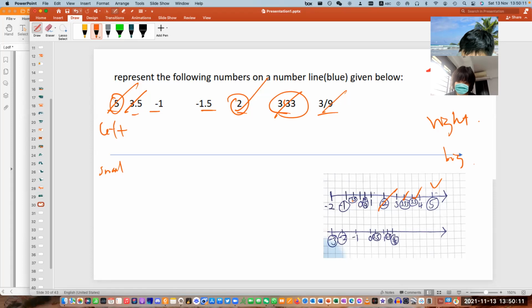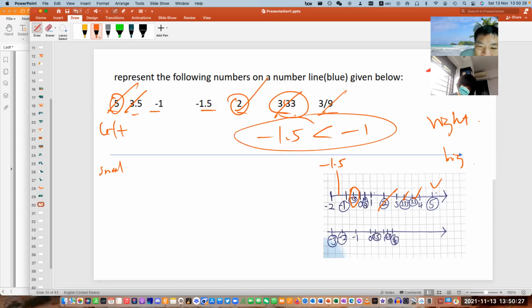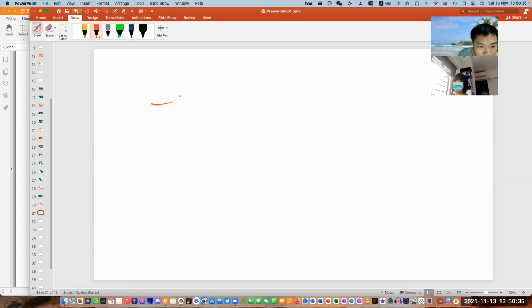Huh? How can -1.5 be here? -1.5 should be here. A lot of students make this mistake. -1.5 is actually smaller than -1. Do you know why? Because it is 1.5 below zero. Okay, what's the meaning of negative numbers? That means numbers below. Wait, let me check.